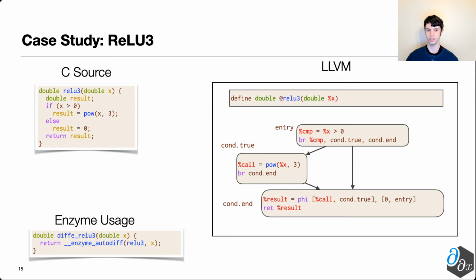If we wanted to differentiate that, the C code equivalent for that is on the bottom left, where we call this magic function enzyme autodiff that takes as its first argument ReLU3, the function to be differentiated, followed by any arguments necessary.